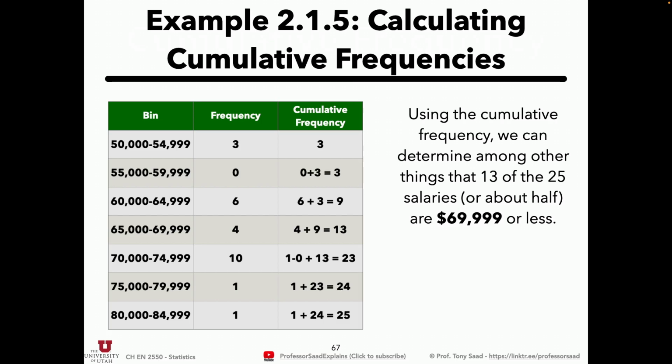Okay, so you can do cumulative distribution, and you can ask questions like I said, like, okay, you know, the example I have here, among other things, 13 people make $70,000 or less, right? Okay, and you can turn that into a percentage as well if you want, but we're not going to do that.